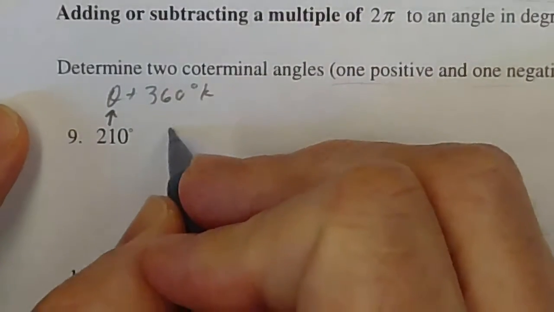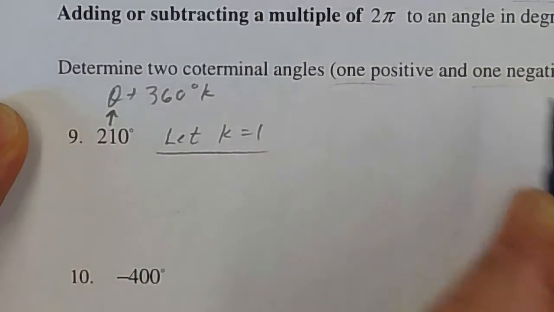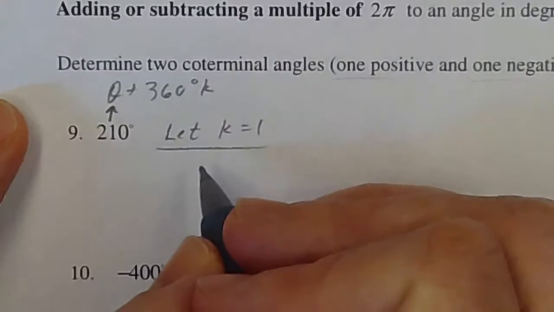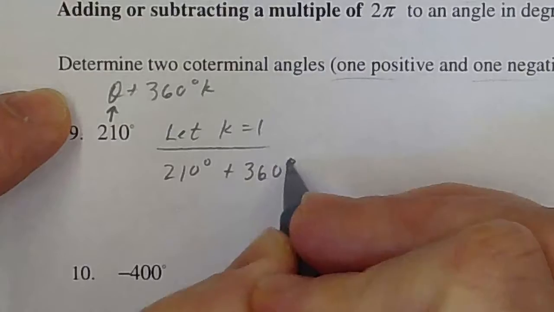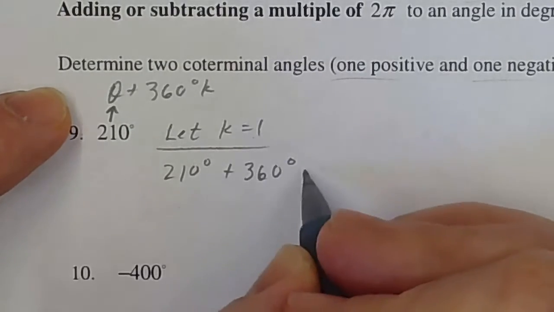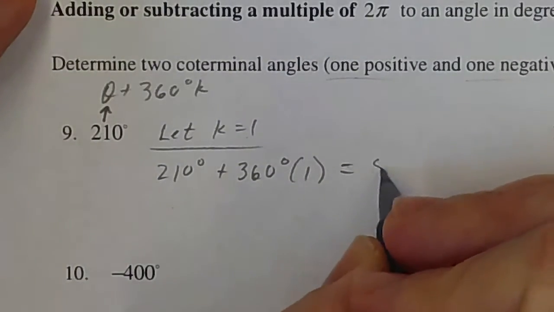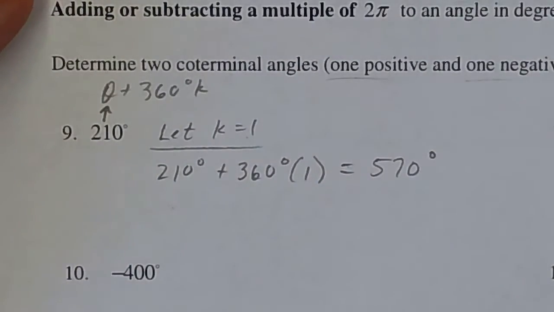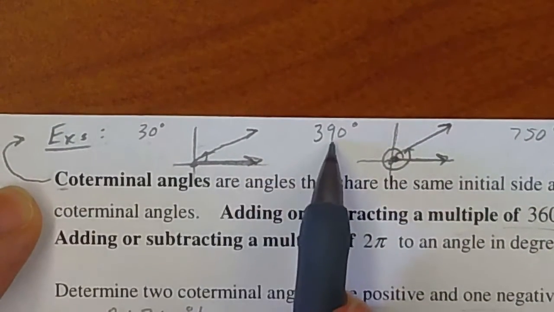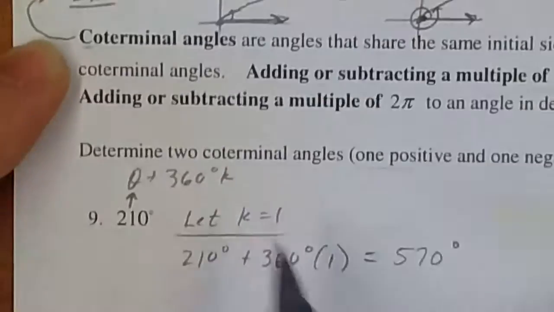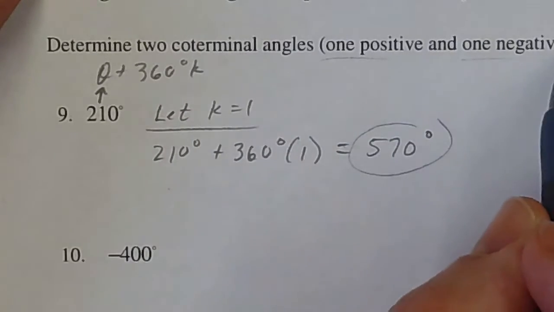All right, so let's let k equal 1 and see if I get a positive or negative angle that's coterminal. Okay, so we're going to say 210 degrees plus 360 times k. And I'm going to throw in my 1 value for k. Okay, we're just adding a rotation, simply put, right? So I get 570 degrees. It's no different than taking this 30 degrees, adding 1 rotation to get to 390. Okay, but I just have a different starting point. My starting point's not 30, it's 210. So there's one positive coterminal angle.